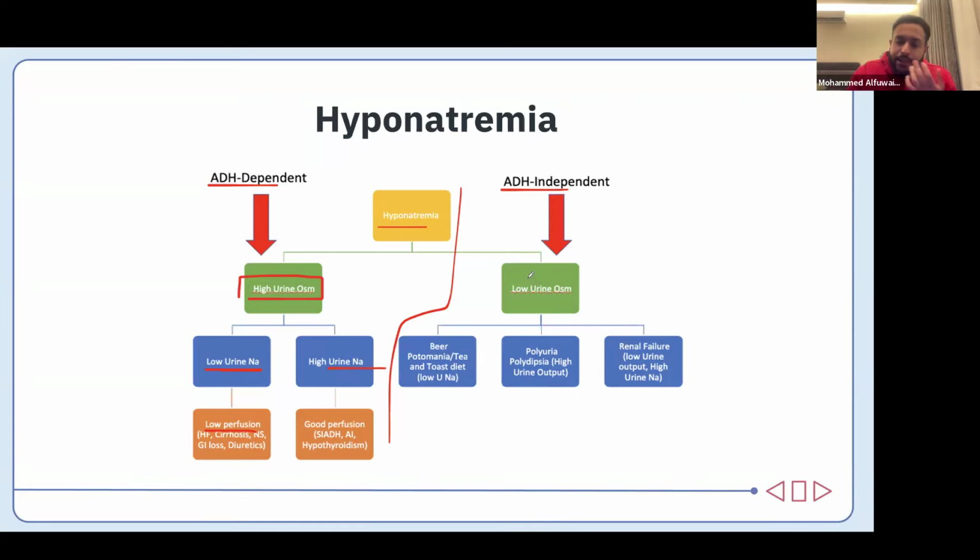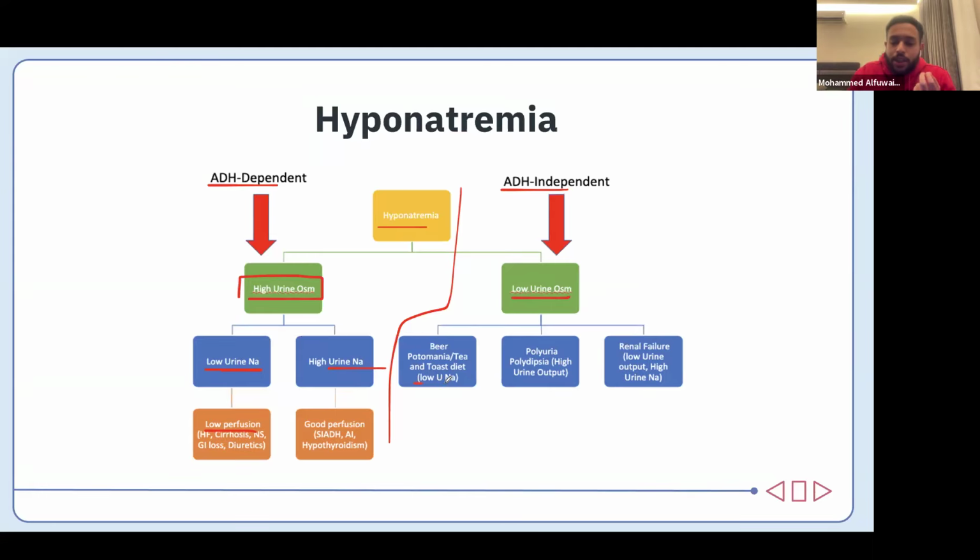Okay. So in this case, where you establish that this patient has ADH independent, how? It's because of low urinary osmolarity. Tamam? So in the cases of low urinary osmolarity, this tells you that ADH is not being activated. But why does this patient have hyponatremia? Okay. Now, why this patient has hyponatremia is three different scenarios.